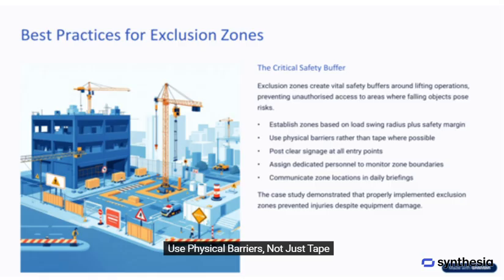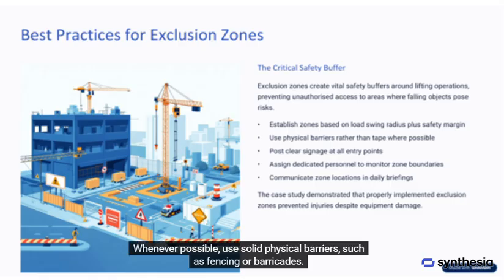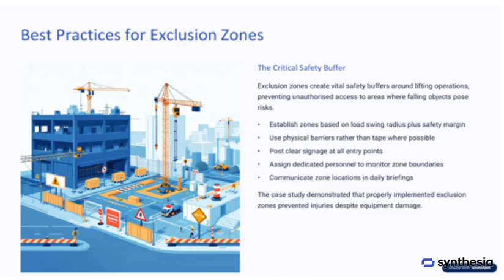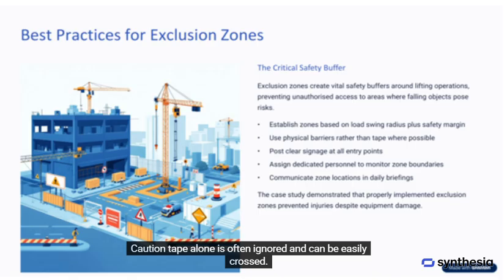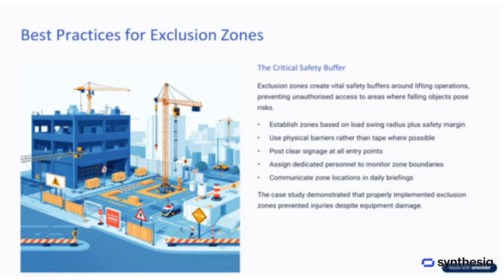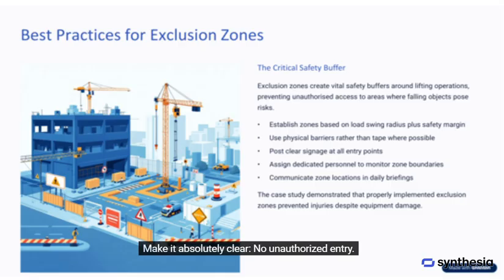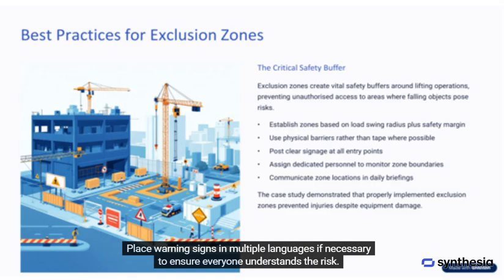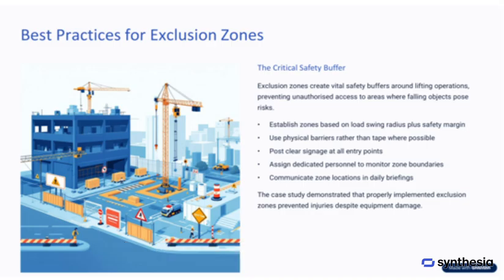2. Use physical barriers, not just tape. Whenever possible, use solid physical barriers, such as fencing or barricades. Caution tape alone is often ignored and can be easily crossed. 3. Post clear signage at all entry points. Make it absolutely clear, no unauthorized entry. Place warning signs in multiple languages if necessary to ensure everyone understands the risk.